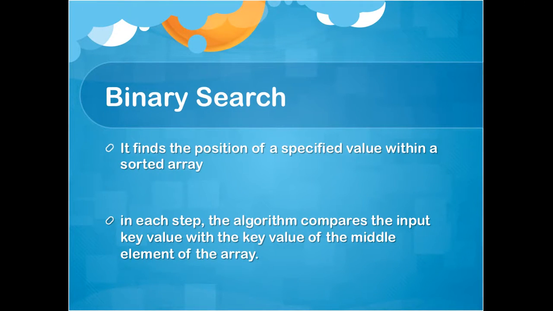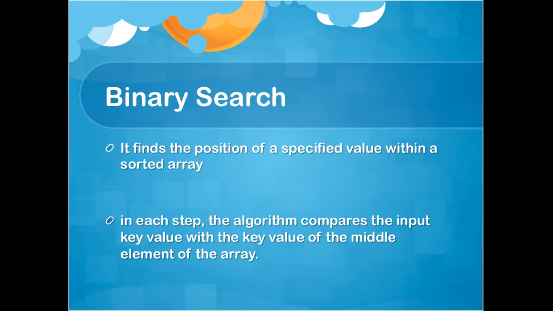So, what is binary search actually? As we discussed in the previous video on linear search, in linear search we go sequentially. But in binary search, what we do is find the position of a specified value within a sorted array. First, the array where we store the values, or any collection if you are using one, must be sorted in the case of binary search.